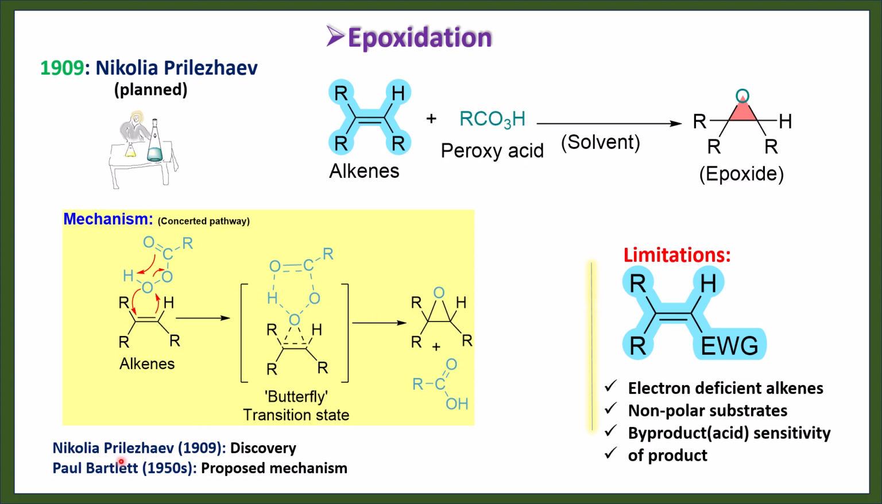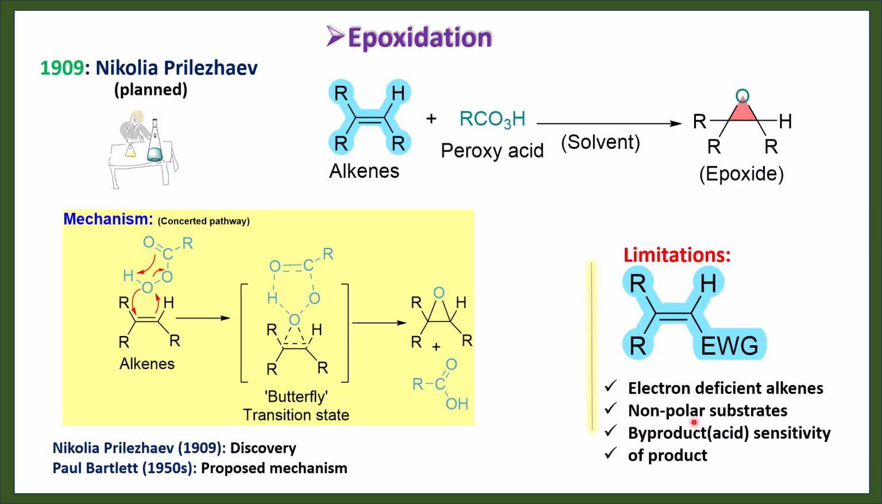It was discovered by Nikolai Prilezhaev in 1909, and Paul Bartlett in the 1950s gave the mechanism of this epoxidation. The limitation of this reaction is that if the alkene is attached to an electron-withdrawing group, meaning the alkene is electron deficient, then the reaction is not smooth, is very slow, or does not give a good yield.